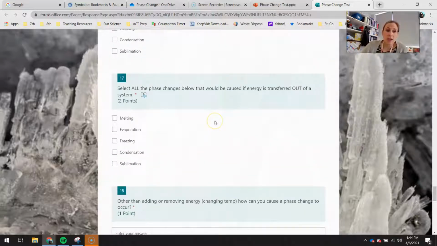Okay, if you guys notice it's 3 points, that means 3 things need to be selected for you guys. Okay, and then similar question, but we're talking about out of the system. So if we transfer energy out, what phase changes would occur? Notice it's worth 2 points. That means you guys need to select 2 answers there.